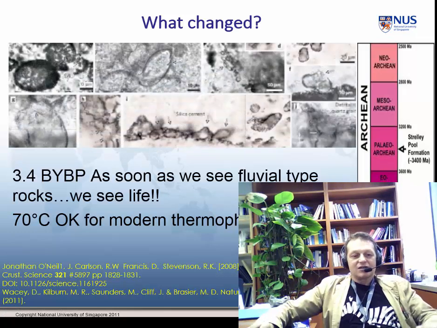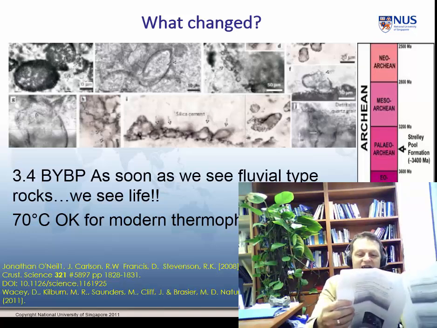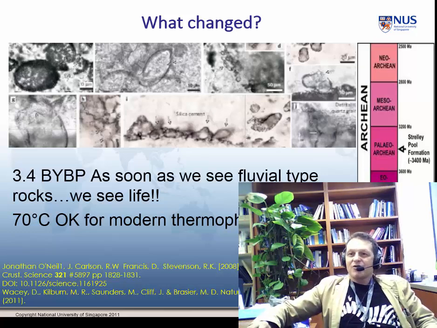And here are some pictures of those formations. And you can see very, very clearly that you have things that look an awful lot like bacteria there. You have stuff that looks a lot like modern photosynthesizers there, blue-green algae and stuff like that. So this was the type of change that happened.